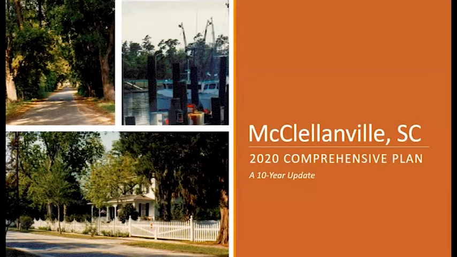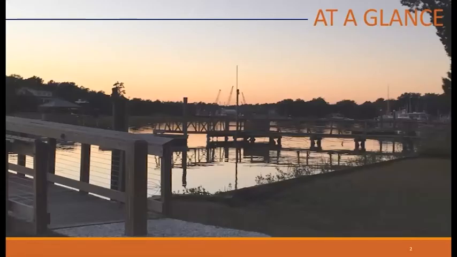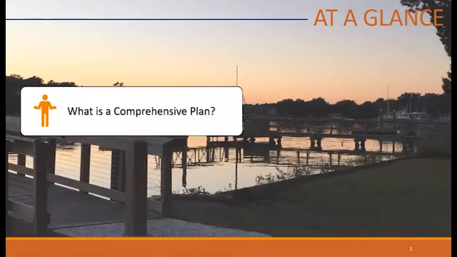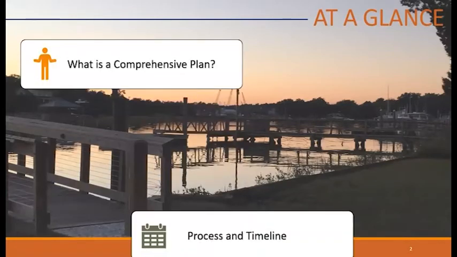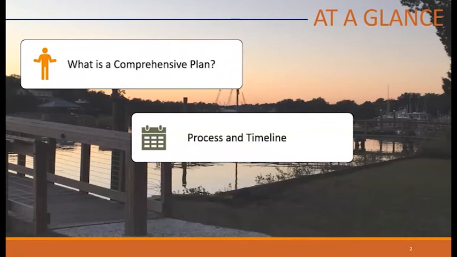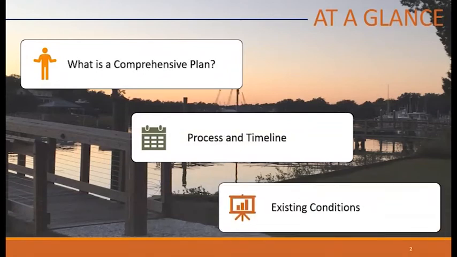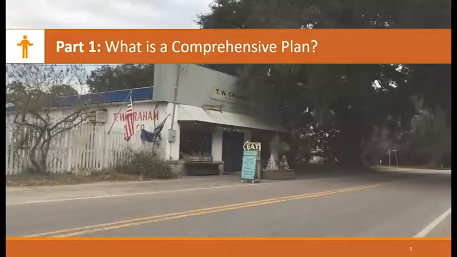So moving along, today we are going to talk about three different things. First, what is a comprehensive plan? The process and timeline of this project. And finally, kind of the meat of this discussion, the existing conditions for McClellanville today.